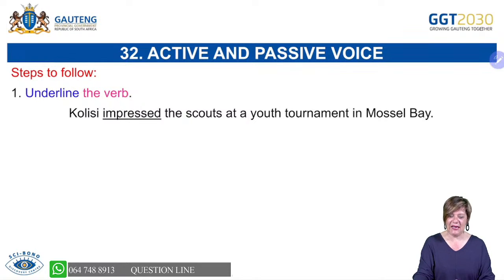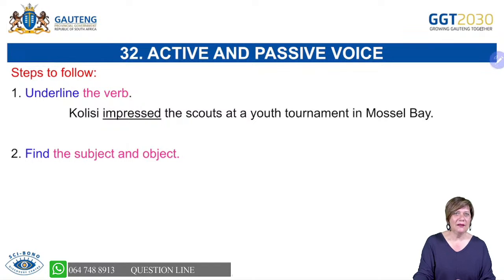Khaleesi impressed the scouts at a youth tournament in Mossel Bay. Obviously, impressed is my verb. That was easy to find. Now, don't worry if a sentence is quite long. Just try to find the verb. Now you need to find the subject and the object. So who's doing it and to whom is it being done?